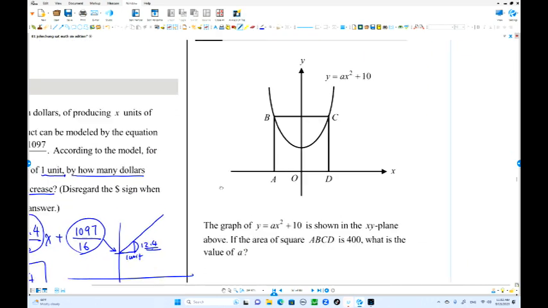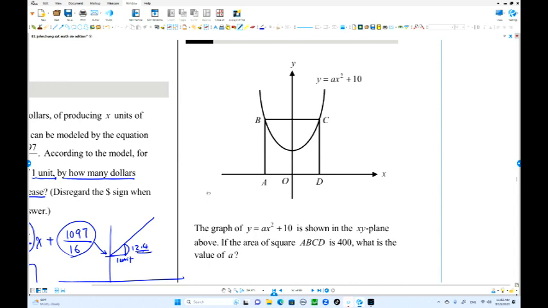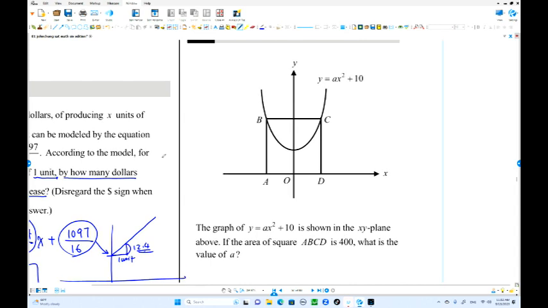Here is number 38. The graph of y equals ax squared plus 10 in the xy plane. The area of the square ABC. This is said to be a square, okay? In a square, each side is equal. This side, they are equal. The area is 400. Each side is 20, right? Each one is 20. But this is what? X over symmetry. This is the middle. So the other side, half and half, will be 20.